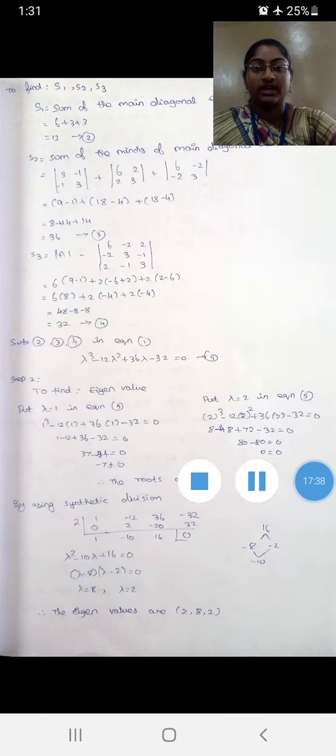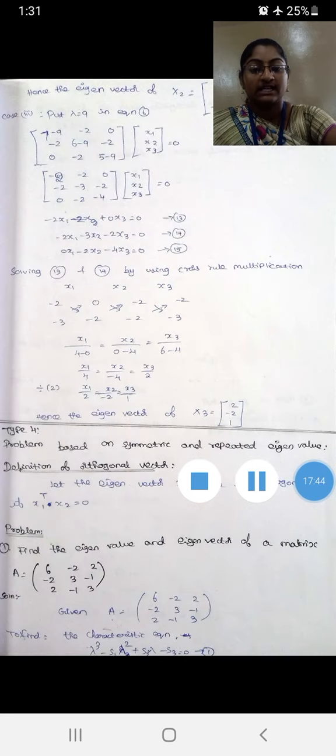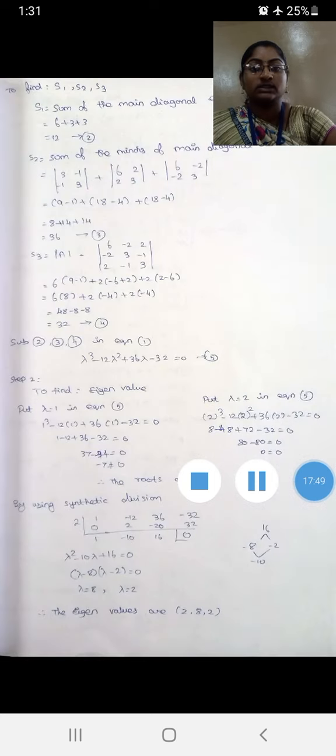In this we have to find the values of s1, s2 and s3. s1 is nothing but the sum of the main diagonal elements. In this, the main diagonal elements are 6, 3, 3. Adding all of them, I get the value of s1 as 12.